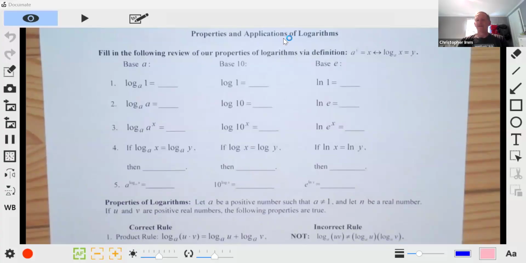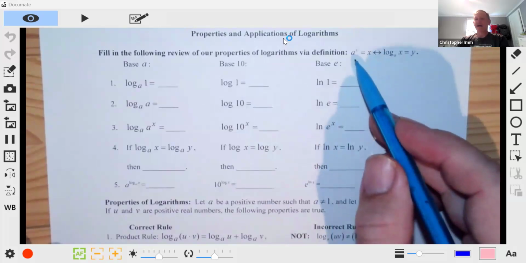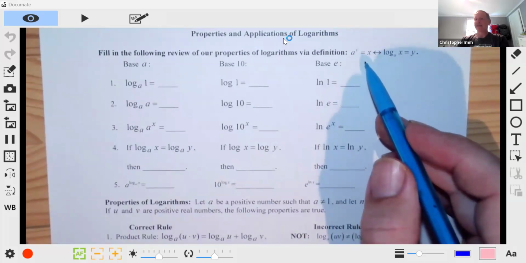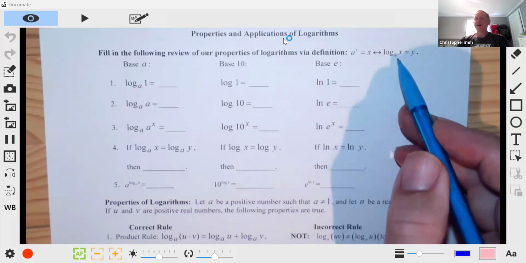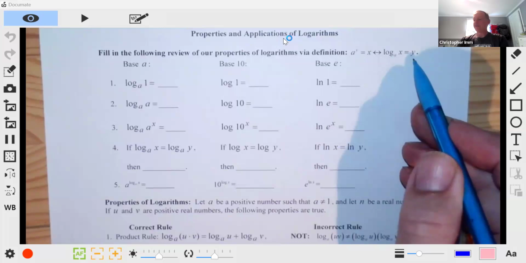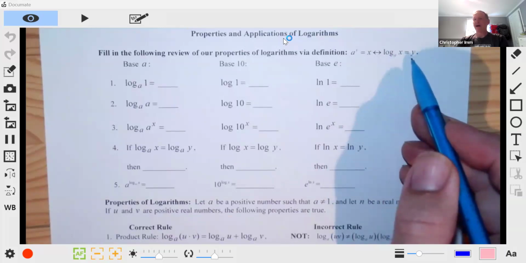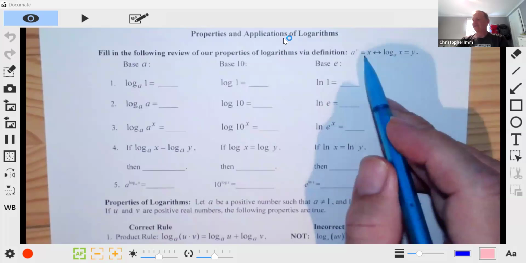Hi, in this video, we're going to be looking at the properties and applications of logarithms. So first of all, we're going to review some of our basic properties here, and we're going to be using the definition which says that if we have a base a to the y equal x, we can rewrite that as log base a, so the same base, of x is equal to y, where we remember that whatever the log equals, y, is that exponent.